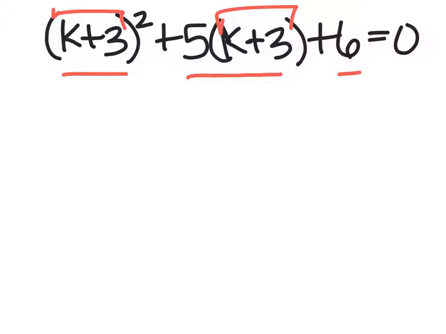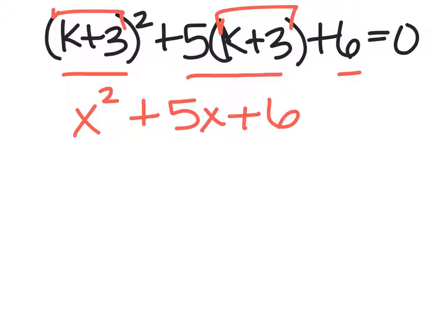So I'm thinking to myself, man, wouldn't this problem be a lot easier to solve if instead of k plus 3, it was just an x? So in other words, what I'm saying is, if I could make my x be k plus 3 and substitute it in, instead of k plus 3 squared, I'd have x squared. Instead of 5 times k plus 3, I'd have 5 times x. This problem looks a lot more simple to solve than this problem.